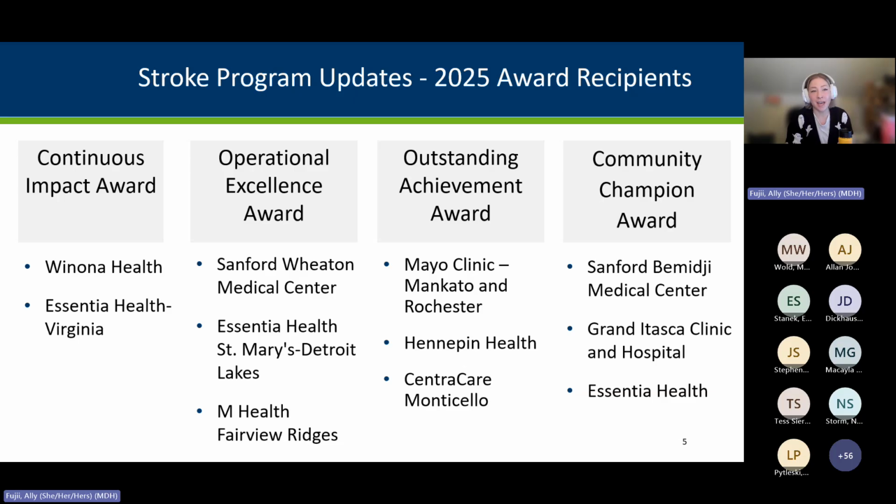The first category is the Continuous Impact Award, which goes to Winona Health and Essentia Health Virginia. The Operational Excellence Award goes to Sanford Wheaton Medical Center, Essentia Health St. Mary's Detroit Lakes, and M Health Fairview Ridges. Outstanding Achievement Award goes to Mayo Clinic Mankato and Rochester, Hennepin Health, and CentraCare Monticello.